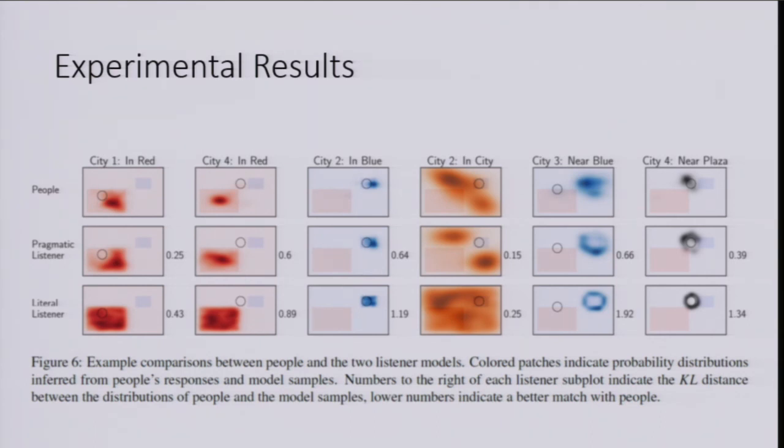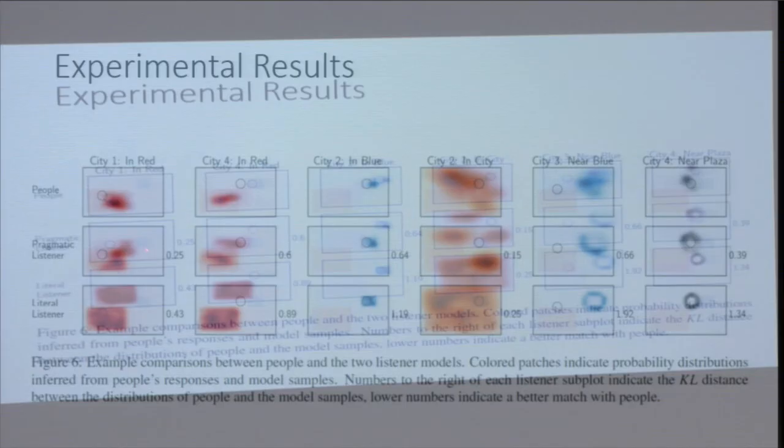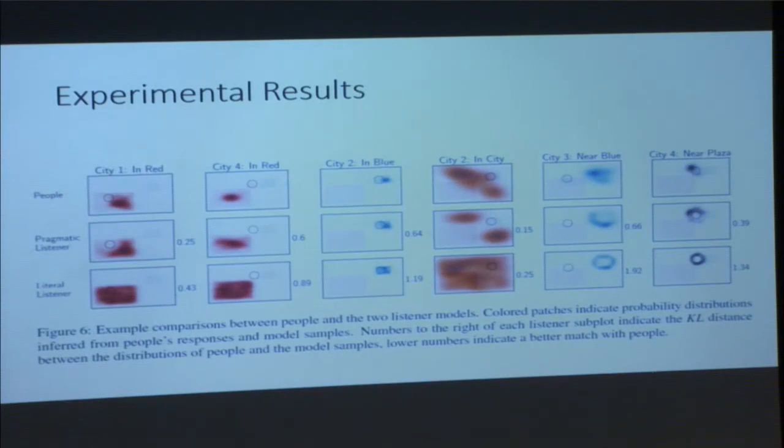They did a lot of experiments with real human users, and they also implemented these models of the pragmatic listener and the literal listener. Here are some maps, and the heat maps show you where the real users thought it was and what these models predict. If it was in the city, real users mostly said, in red, so this box. This is the red box. So if it's said in red, real users put it all here. Of course, the literal listener would put it everywhere in the red. The pragmatic listener also says mostly here only. It avoids the plaza, but everything else in the red.